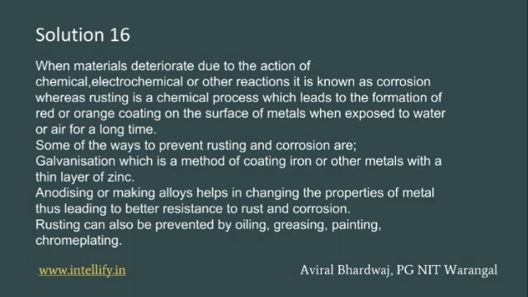So the answer is, first, the difference between rusting and corrosion. Corrosion is the process when the metal is in contact with the air. You know that a brown color forms on the metal, so it's rusting, which can break the iron completely. When a material deteriorates due to the action of chemical or electrochemical reactions, it is called corrosion. While rusting is a chemical process which leads to the formation of a red and orange coating on the metal surface when it is exposed to water or air for a long time.